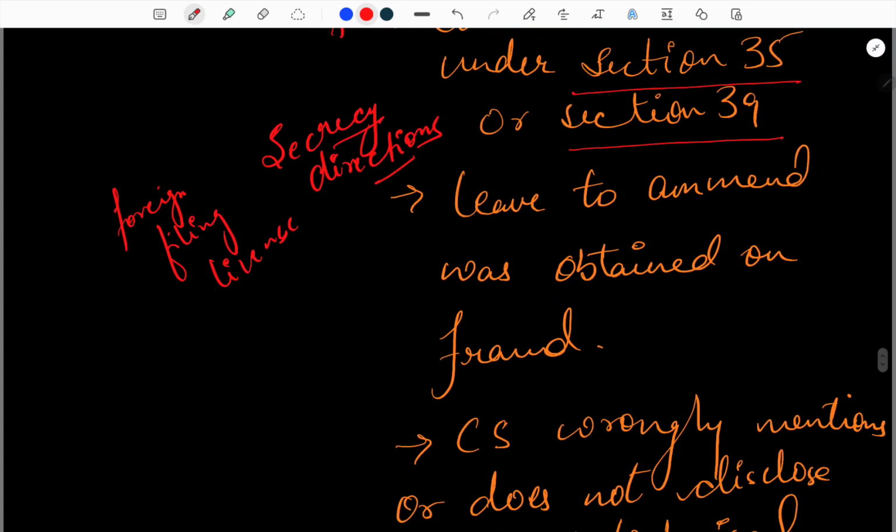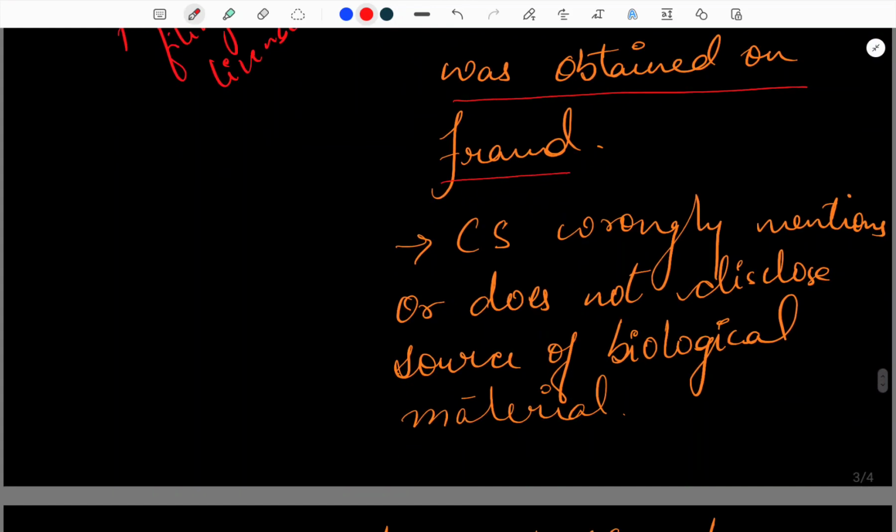Leave to amend was obtained by fraud. If you have amended a patent, before amending the patent you need to seek leave from the controller, and leave means permission over here. If that permission has been obtained through fraud, then again it becomes one of the grounds for revocation.